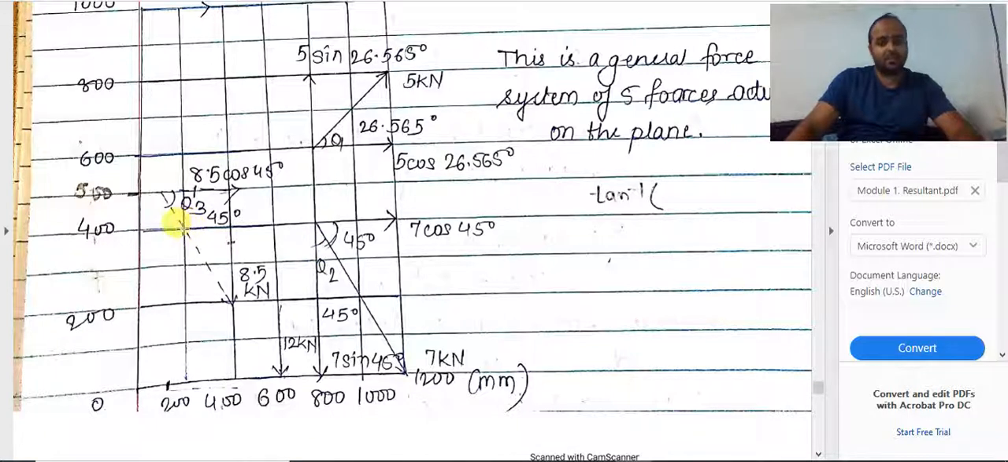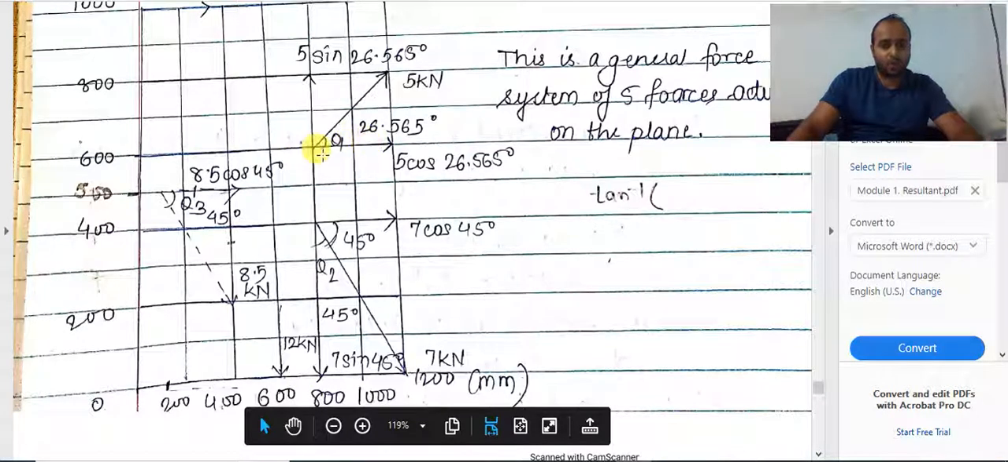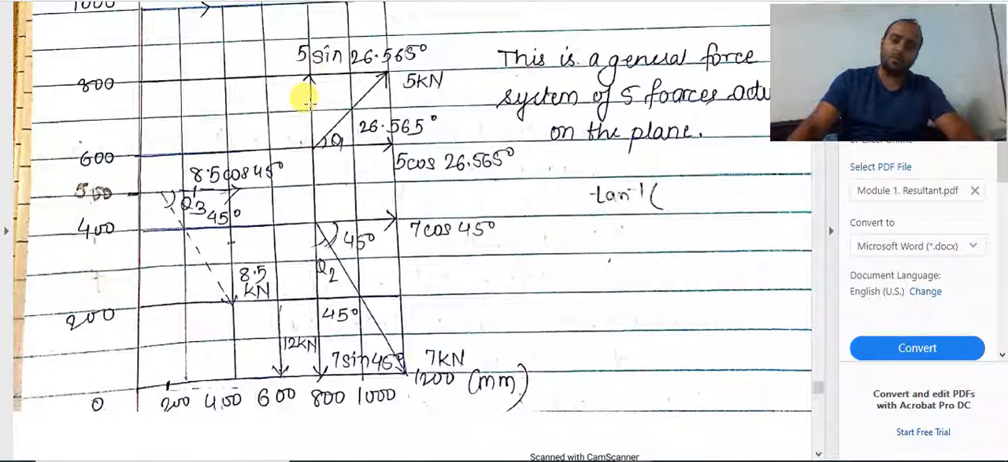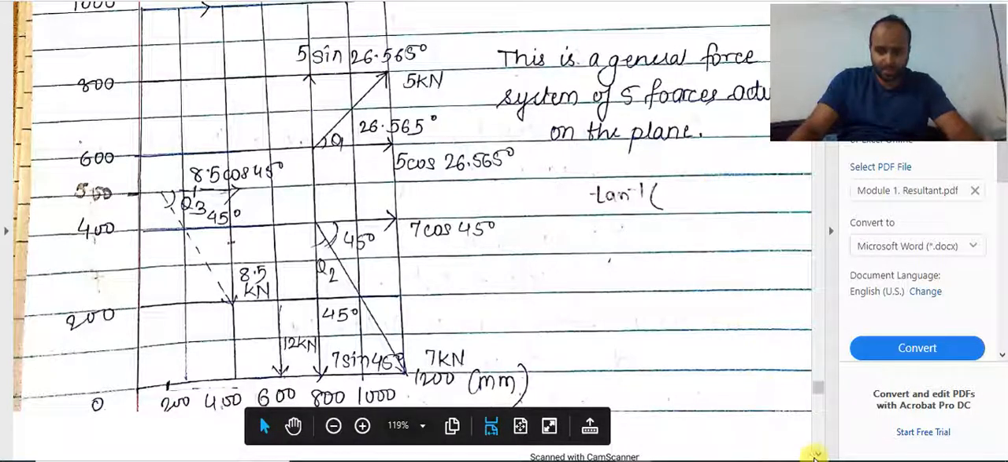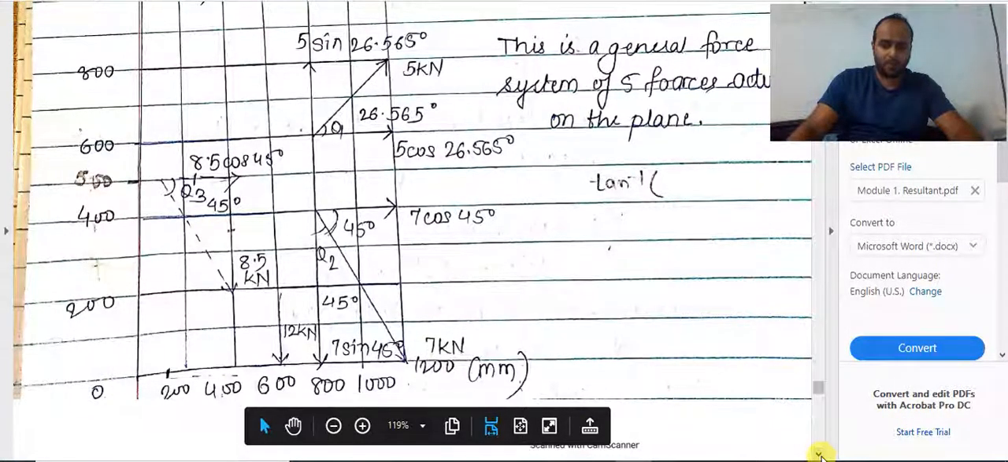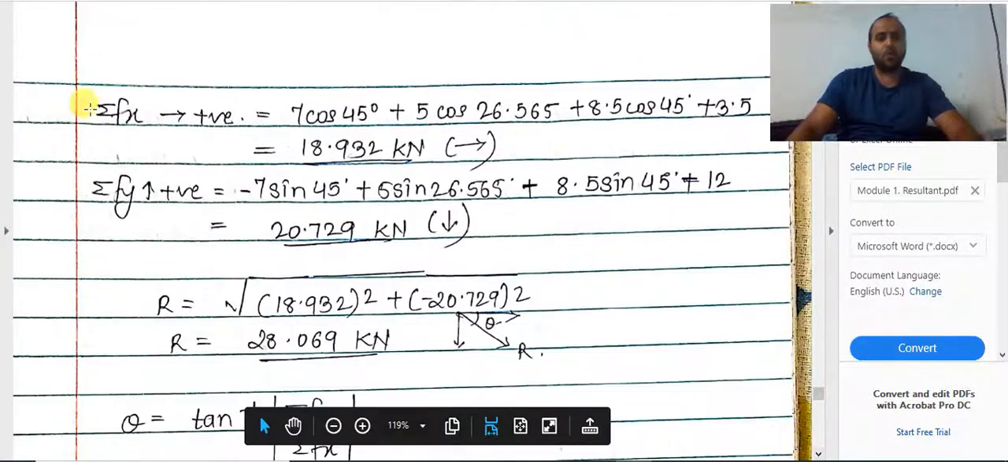As you have seen, the resolution of the forces is done: 8.5 cos 45, vertical will be 8.5 sin 45, 7 cos 45 over here, 7 sin 45 over here, 5 cos of 26.565 over here, 5 sin of 26.565 over here. Okay. As you can see, this is a general force system of 5 forces acting on the particular plane. This was step number 1. Let us go for step number 2.